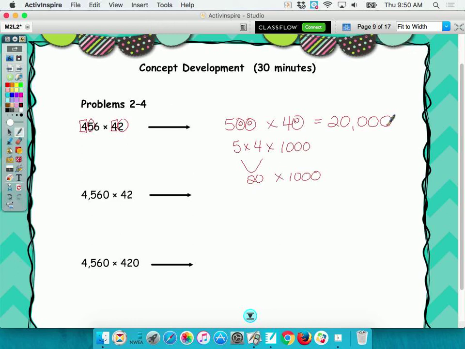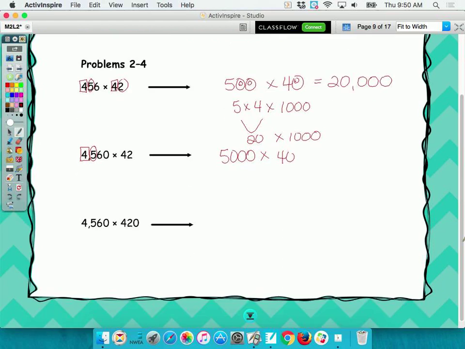Let's keep going. So I'm going to box my highest place value and circle the one to the right. So would this be 4,000 or 5,000? 5,000 times 40. Same problem except for, right, there's an extra 0. So I have 5 times 4 times what this time?